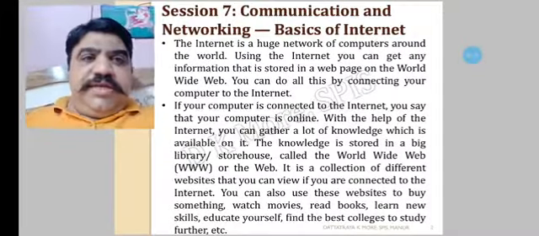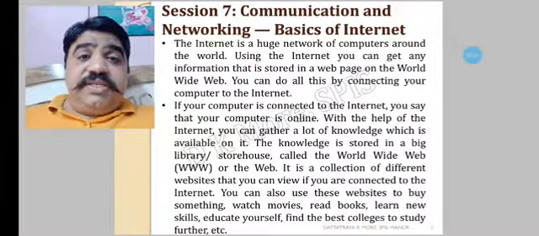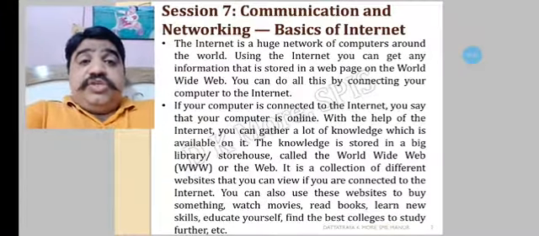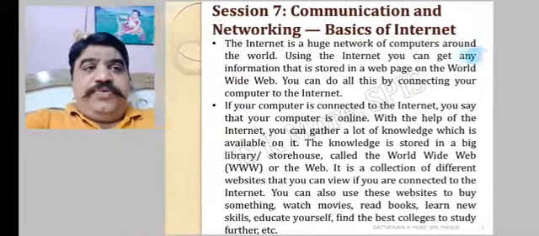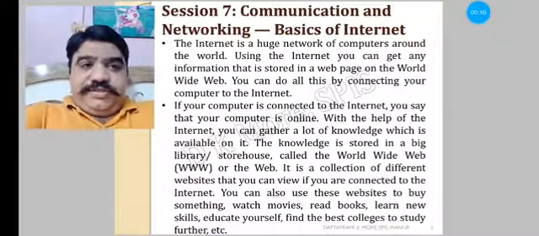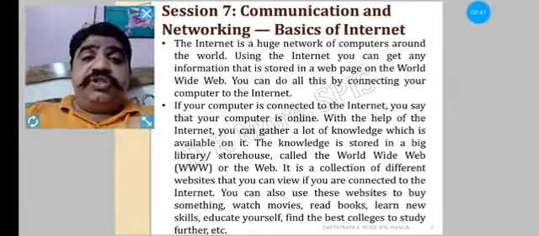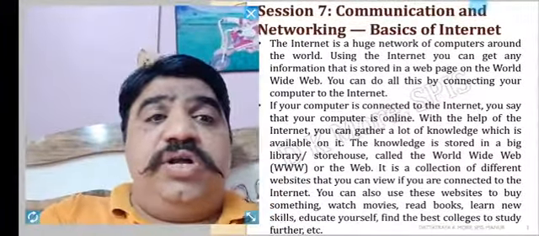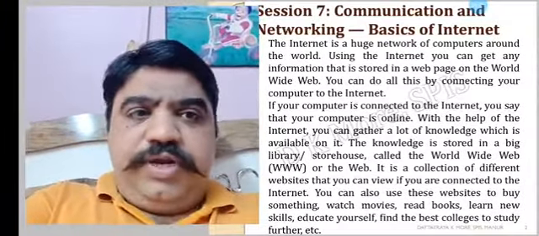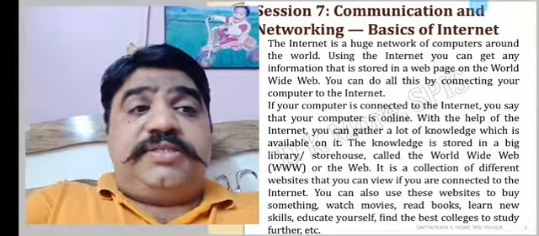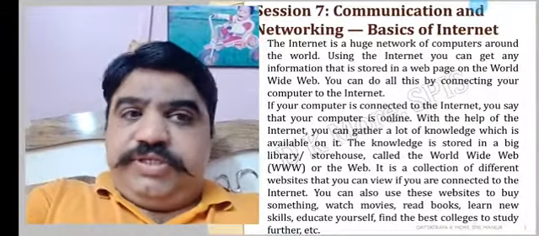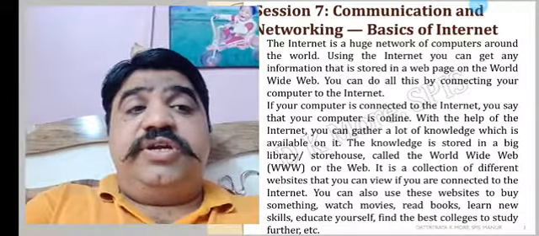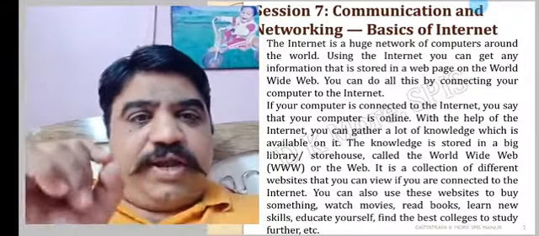Session number 7 is communication and networking, the basics of internet. So what is the basic of internet? The internet is a huge network of computers around the world. Using the internet you can get information that is stored in a web page on the World Wide Web, www, three times W. You can do all this by connecting your computer to the internet. If your computer is connected to the internet, you say that your computer is online. This is called online.